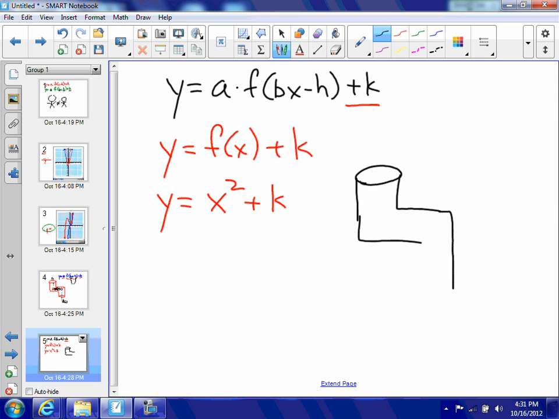Here's f. Here's my x, it goes in there. And in this case, my f of x is equal to x squared. That's my parent function. So x goes in here, it gets squared, and just before it pops out, or right at the end of the function machine, I add a k.